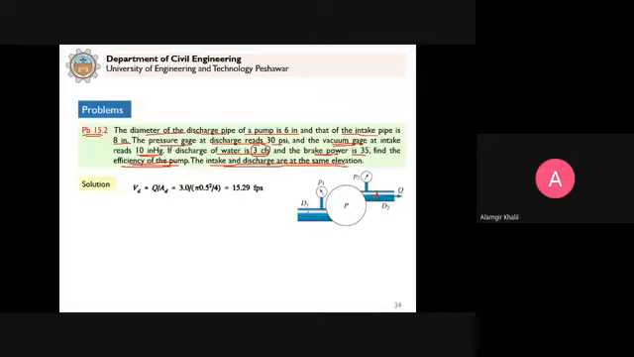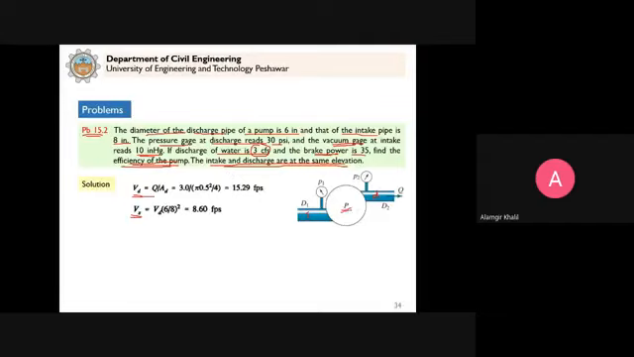This is the suction side and this is the discharge side. So we can calculate the velocity on the discharge side and the velocity on the suction side using the continuity equation, or discharge divided by the cross-sectional area. Now we can calculate the head that is developed by the pump.